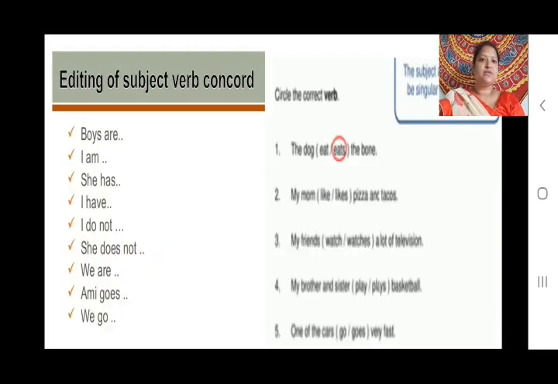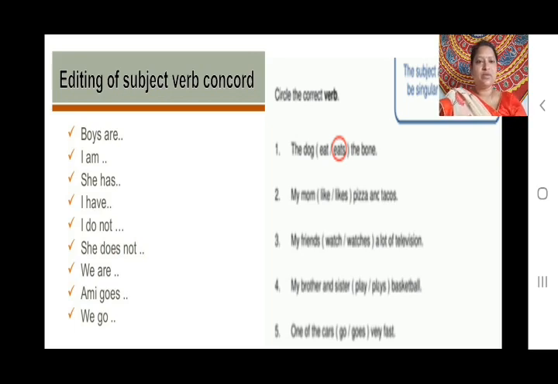Next, come to subject-verb concord. In the paragraph which you have to edit, you have to see whether the subject and the verb are written properly or not, whether they agree with each other or not. The singular verb will agree with a singular subject, and the plural verb will go with a plural subject. So they should agree with each other. Boys are: boys is plural, so are is plural. I am, she has, I have, I don't, she does, we are, we go.